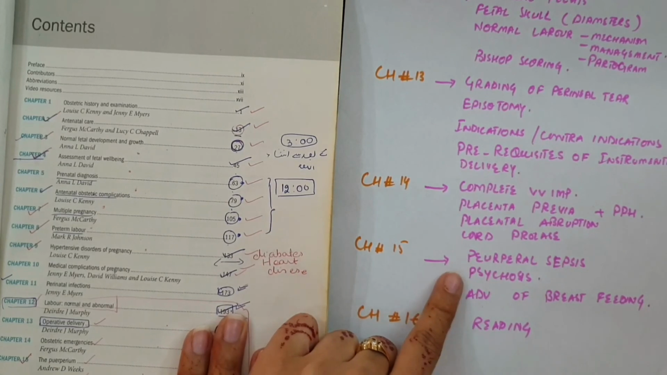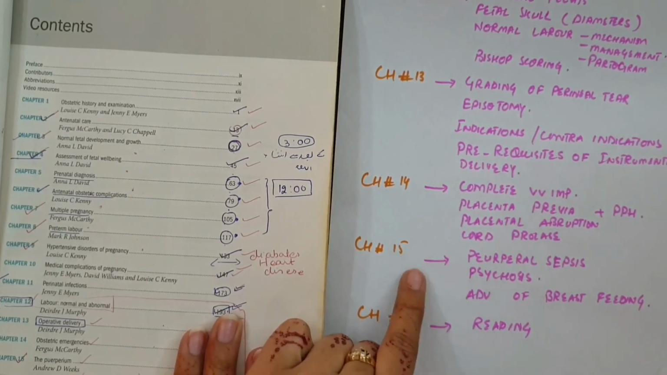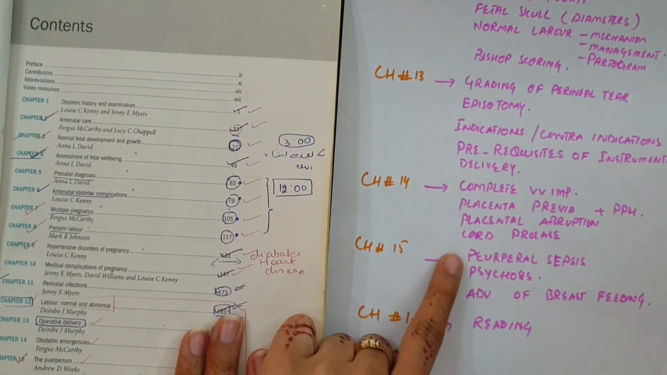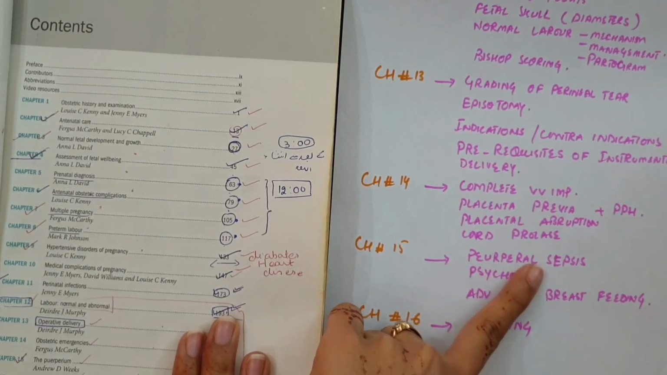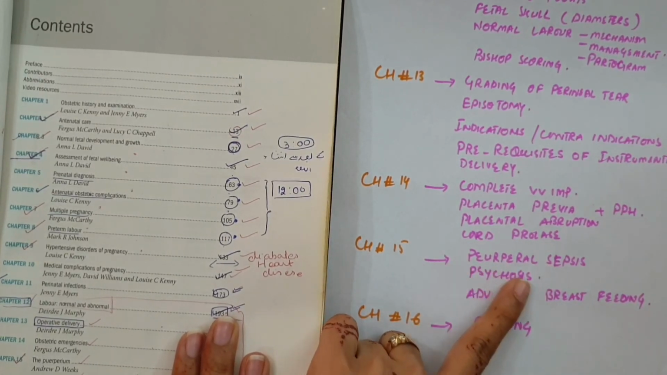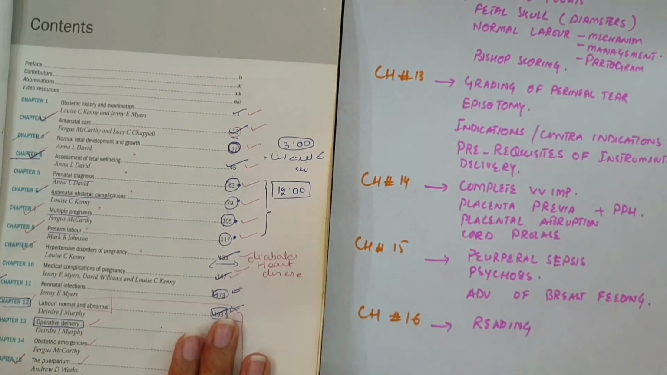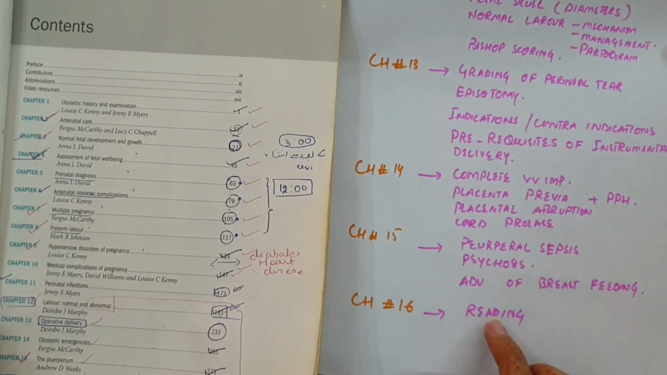Then chapter 15 is important for reading, and you will also only give a single reading to puerperal sepsis and psychosis, which are important for SEQ, and advantages of breastfeeding, which is also important for SEQ. And chapter 16, you will only give a reading.